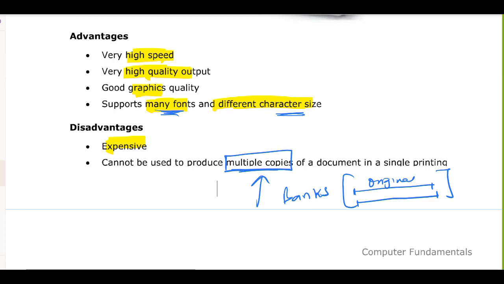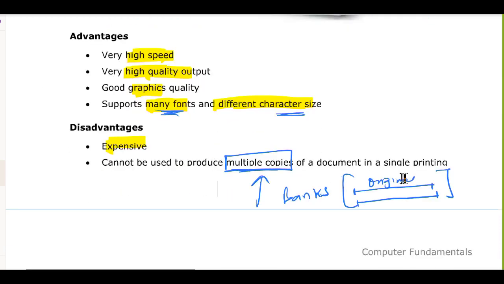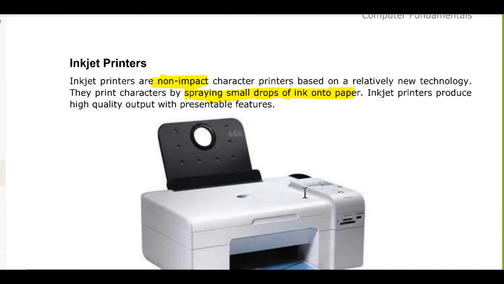That is sometimes considered a disadvantage with laser printers. And that is why you find most of the banks use impact printers, particularly because of this advantage of producing two copies at the same time. Then we have the inkjet printers. They are still non-impact character printers that are based on a relatively new technology, whereby they print characters by spraying small drops of ink onto a paper.